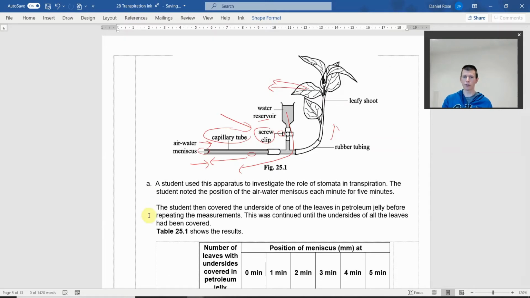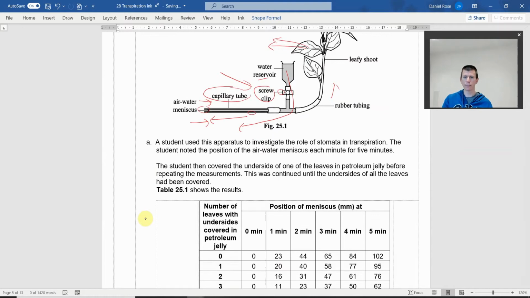Okay, I'm happy I know what the picture's about. Let's look at the data. A student uses this apparatus to investigate the role of stomata in transpiration, and then notes the position of the air-water meniscus. What's that? I don't know what that means, to be honest with you, but I'm guessing they mean the boundary between the air and the water. They note the position every minute for 5 minutes.